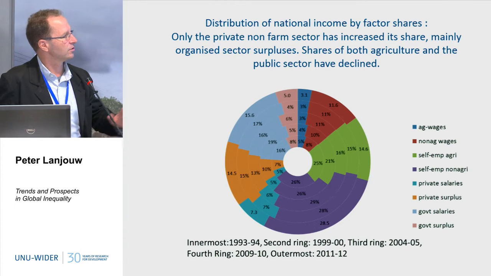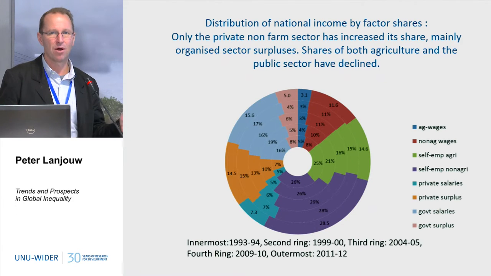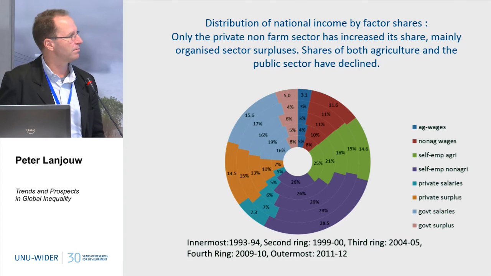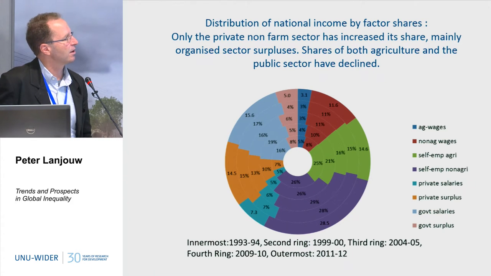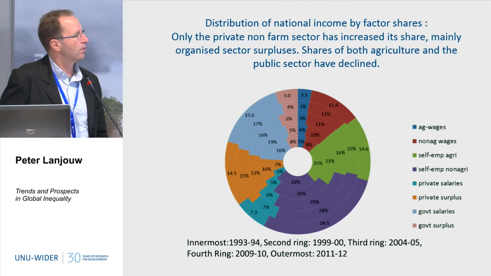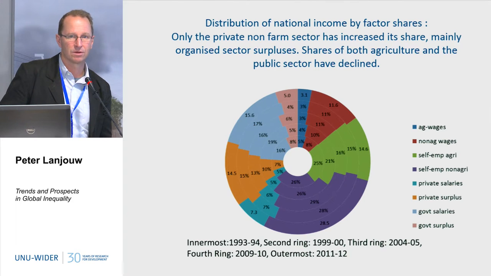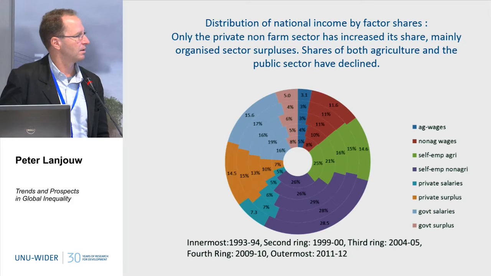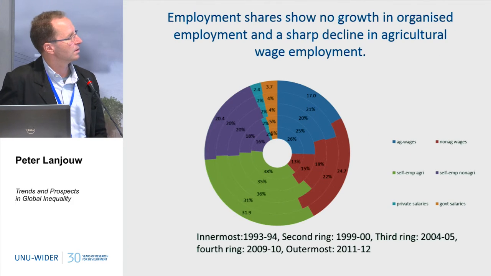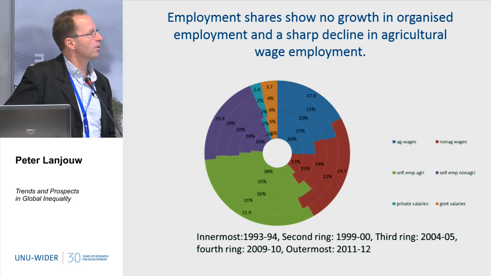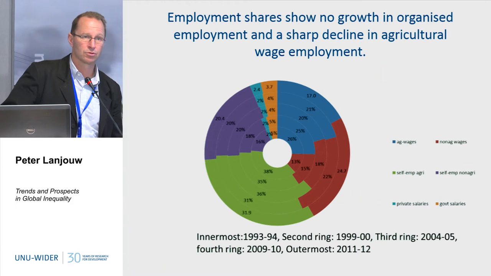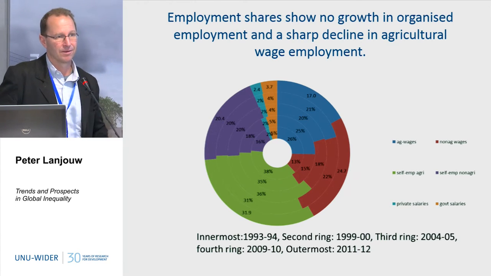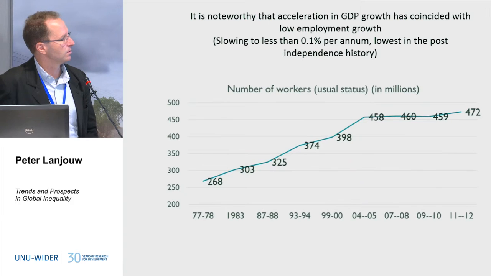Now, just looking at some of the factor shares and different components of the economy, trying to get a sense of what might be happening to inequality, the private non-farm sector has increased its share of national income over time. Both agriculture and the public sector have declined in terms of the overall pie in India over the years. Employment shares show no growth in the organized employment sector and a sharp decline in agricultural wage employment. That has been reflected, as I also suggested earlier today, in rising agricultural wage rates, which we'll come back to.